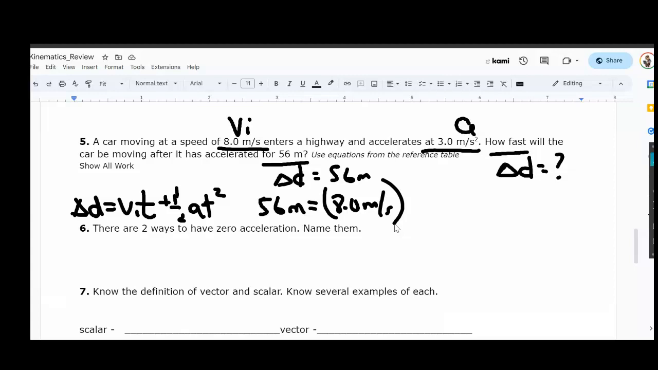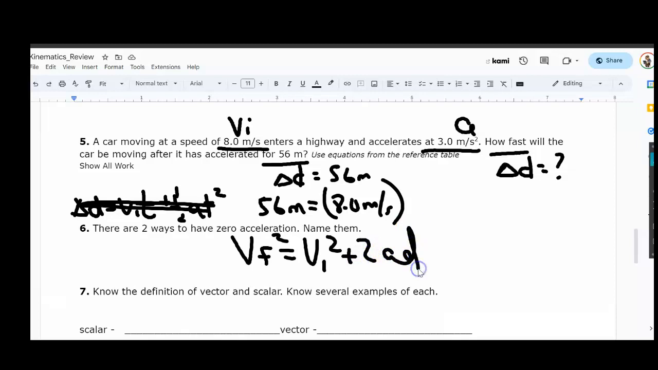Yeah, it's not the fourth because we have no t. My bad. Sorry about that one. Vf squared equals Vi squared plus 2AD is the fit. That's the fit. So the final Vf is unknown, right? What are we looking for? Did we highlight? Oh, how fast will it be moving after?